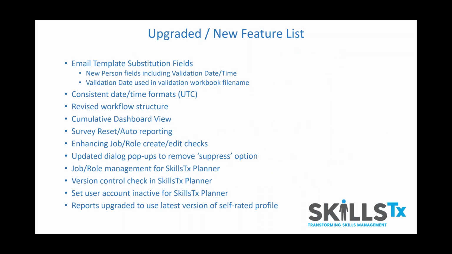So the first thing that we've done is add a whole list of new fields to the person record, including a validation date and time. That's just currently used in the workbook file name, but ultimately that's something we might hook into a booking system. All of the fields that we've made available in the person record are now available within the email templates as well.